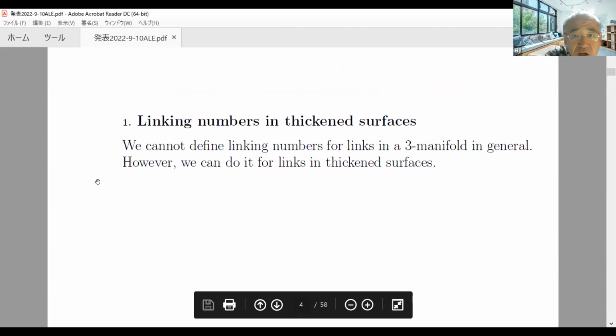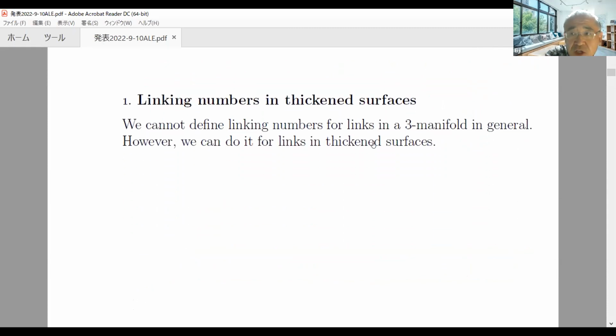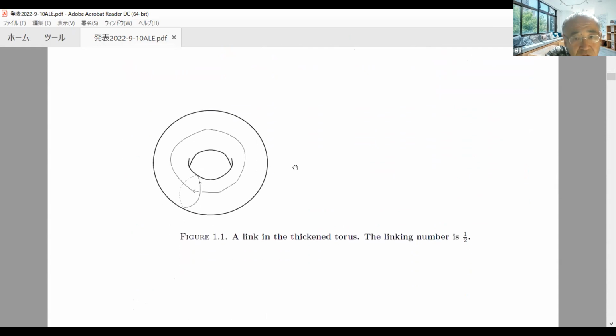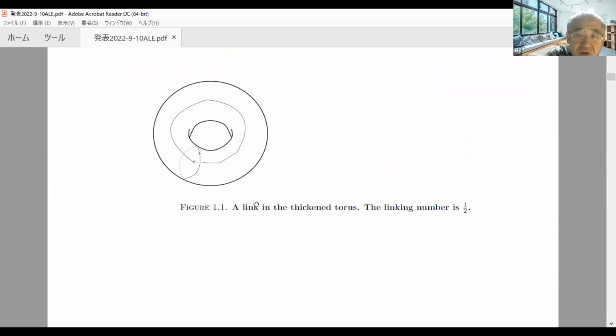Linking number in thickened surfaces. We cannot define linking numbers for links in a three-manifold in general. However, we can do it for links in thickened surfaces. This is a thickened torus, and there is a two-component link in thickened surfaces. They are not null homologous, but we can define the linking number.